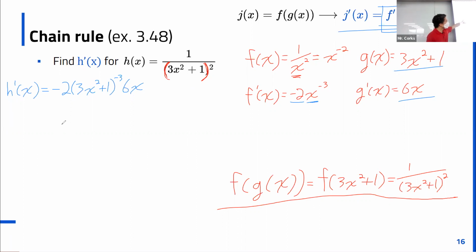Do we kind of see where this is coming from? How many people think it makes sense? A few more, yeah, okay.